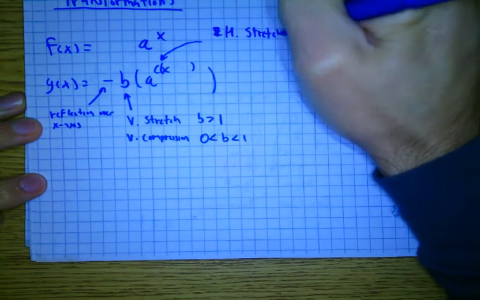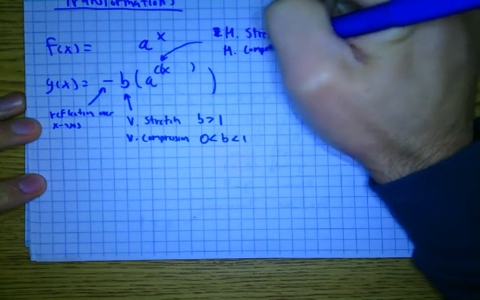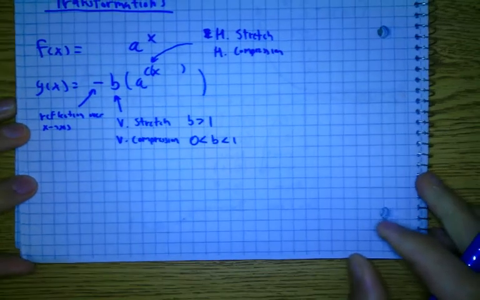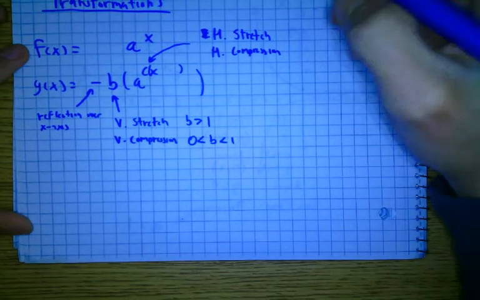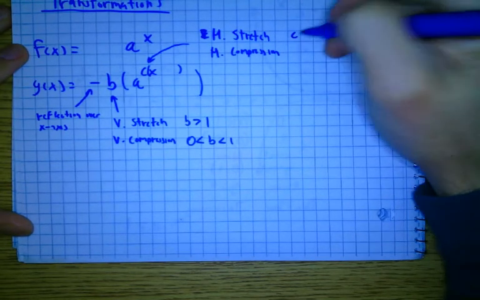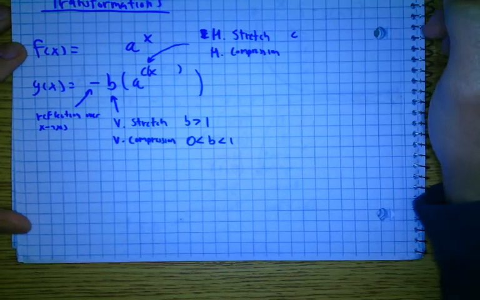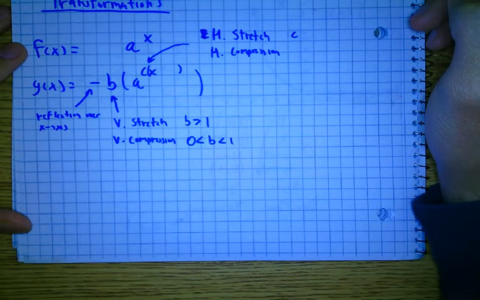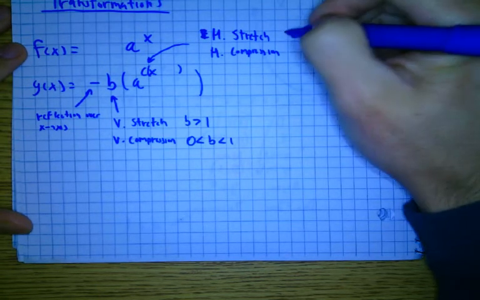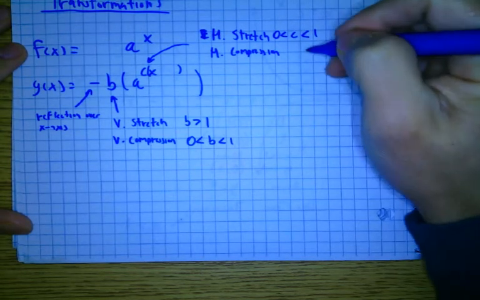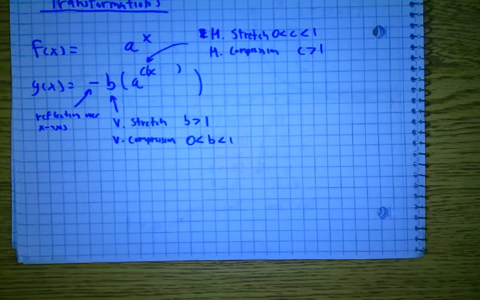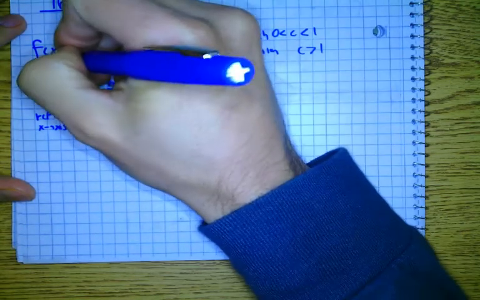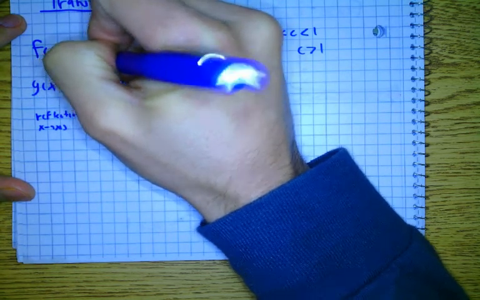Does anyone remember how to tell which one to switch? If c is what, it would be a stretch. Less than 1 but greater than 0. And a compression is if c is greater than 1. Okay? So then here's my question then. What would happen if I have a negative in front? Good. A negative would get you a reflection over the y-axis. And as you can see, this can get overwhelming really quick.